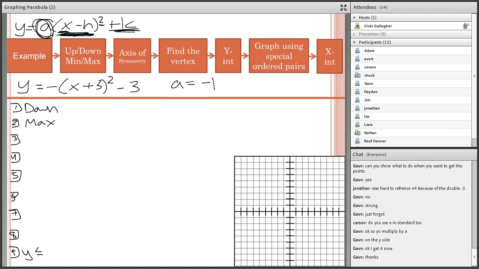Okay, I can also write my domain right now. It's all real numbers. All right. For my axis of symmetry, it's going to be x equals something. My vertex is going to be an ordered pair, so I'm just going to set those up right now because someone said earlier it's hard to talk about this one because of the double negative 3. So I'm going to try to color coordinate.